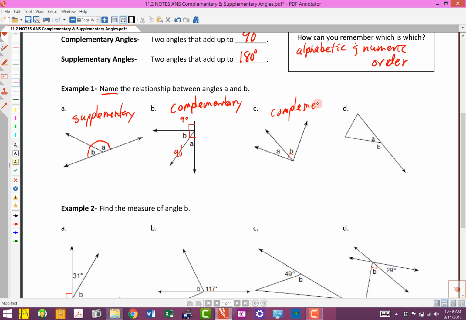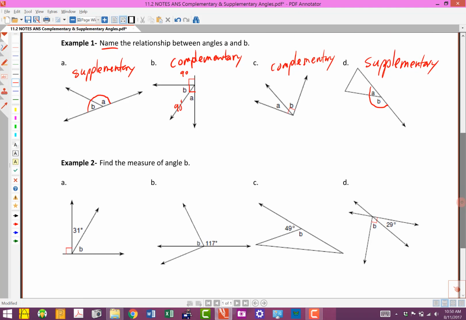So complementary. Okay, and then this one right here, again, we've got this extra line right there. It doesn't matter. What we're looking for is the two of those make a straight line, so that means they add up to 180 degrees, so those are going to be supplementary. And again, if you wanted to stop right there, not the end of the world on the assignment, but do spend enough time spelling these that you don't forget how to spell them.